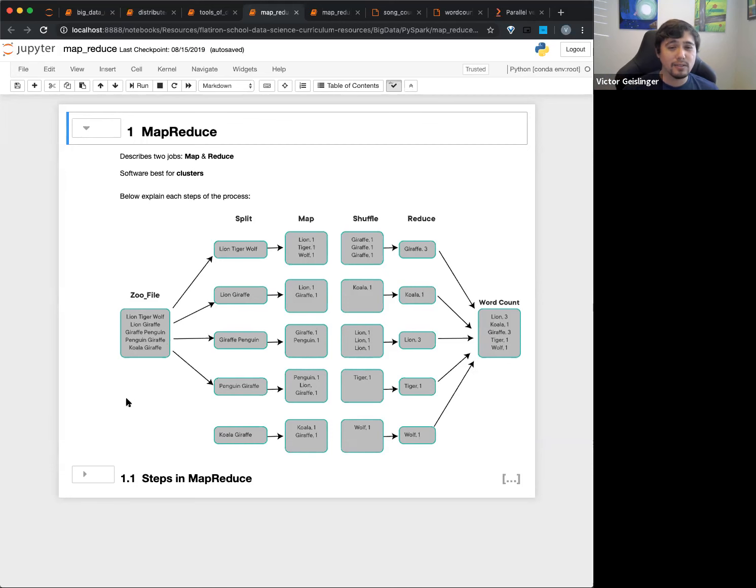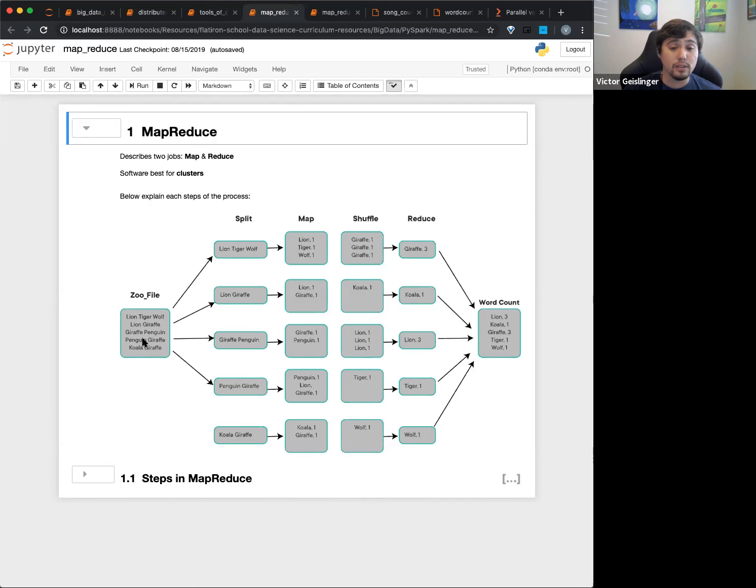So just walking this through, this is from the curriculum. Imagine you have one file that has a bunch of names of animals, like lion, tiger, wolf, lion, giraffe, in no particular order. What you want to do is be able to count how many times does lion occur, right? Or how many times does koala occur?